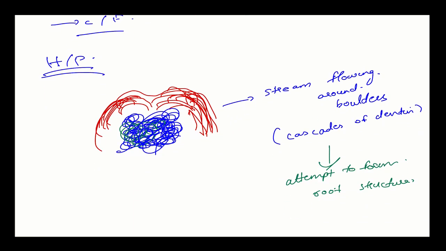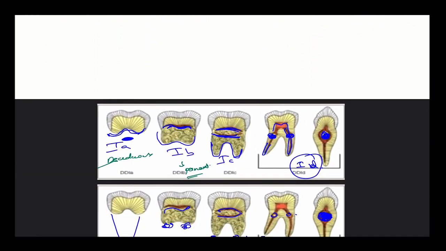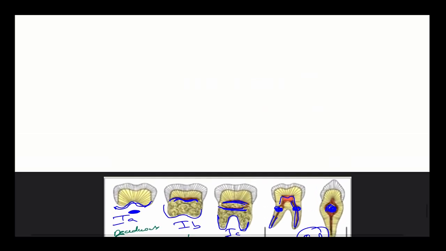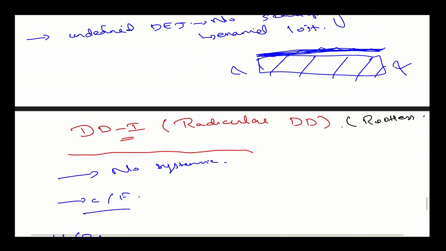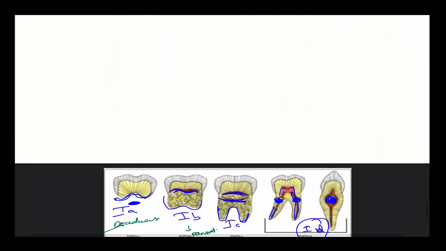For dentine dysplasia type 2, the histopathology is not very significant. More important is radiographic. Radiographic for type 1, more importantly, is periapical radiolucency and also the pulp stones. So that is about dentine dysplasia. You have to revise it today itself, otherwise you'll forget things.